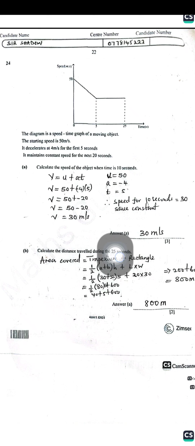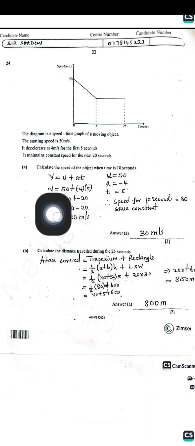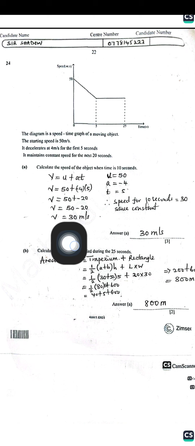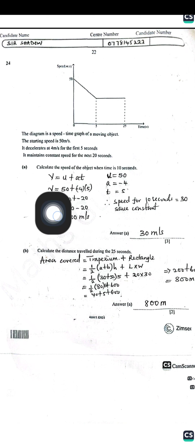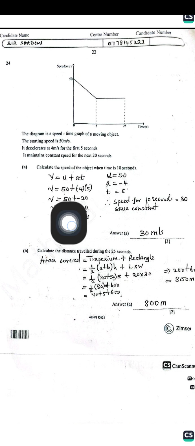So what I'm saying here is, we want to find the final velocity. The final velocity is represented by v, and u is the initial. So v is equal to 50 plus -4 times 5. So v is equal to 50 plus -20.